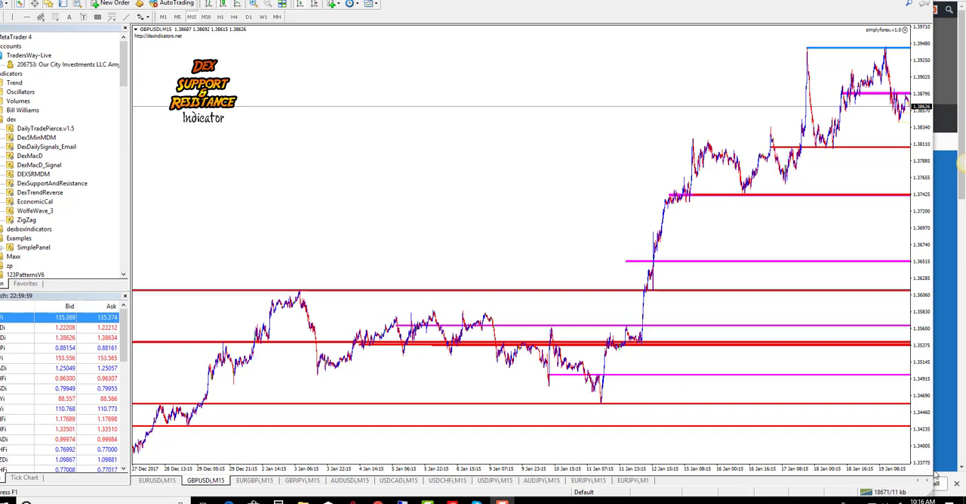Now, this page is going to be very important for you because this is where you're going to purchase your support and resistance indicator. If you're trying to figure out whether or not you should have one, let me tell you, out of all the tools that I use, even the advanced signal systems, this is the most important tool in my toolbox.